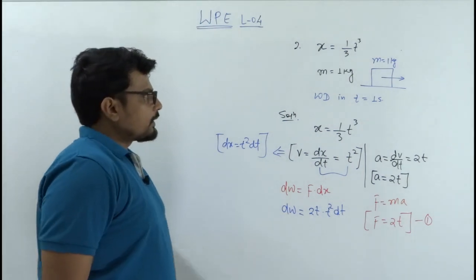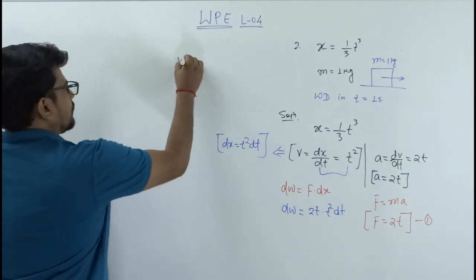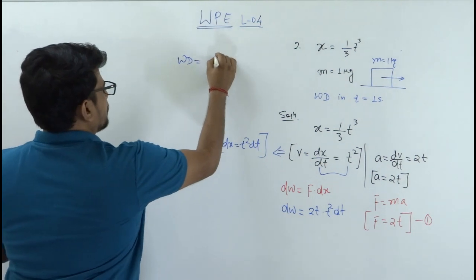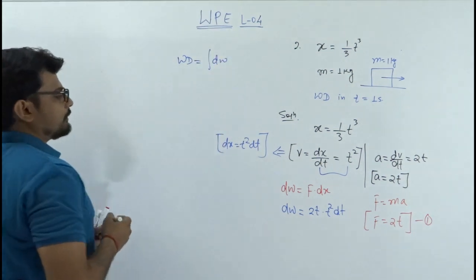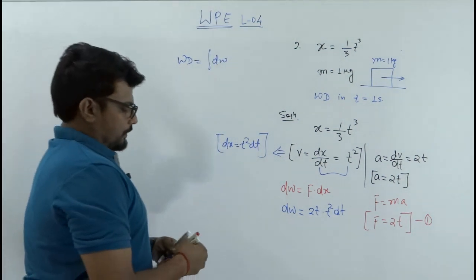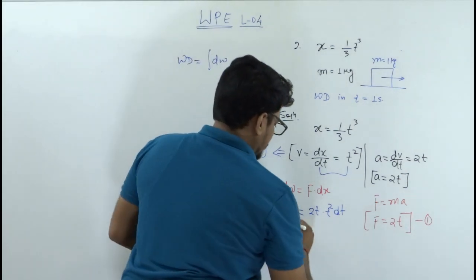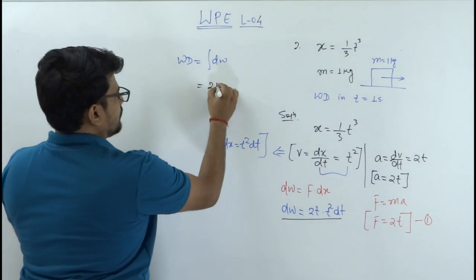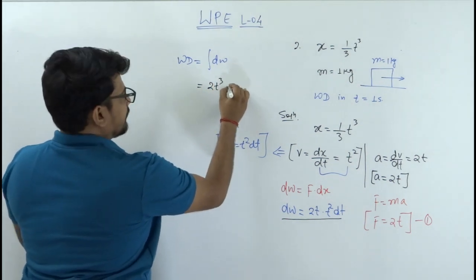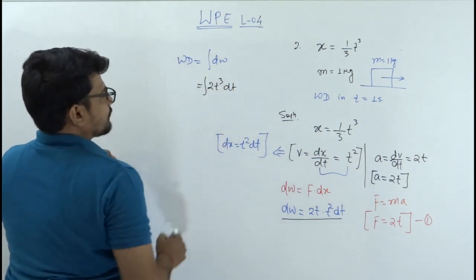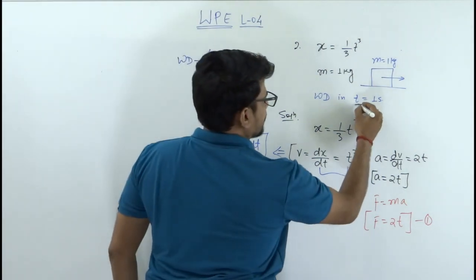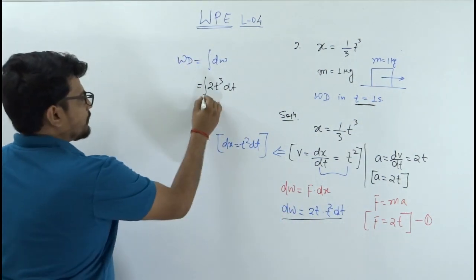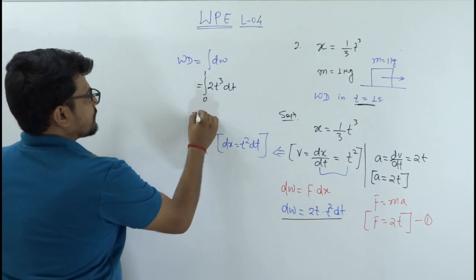Now we need to find the work done. So the work done, that is going to be integration of this small dw. From here I can take this value of dw. That is going to be 2t cube, so that should be 2t cube dt. Integration from where to where? Time t is equal to 1 second, so 0 to 1 should be the limit without any doubt.